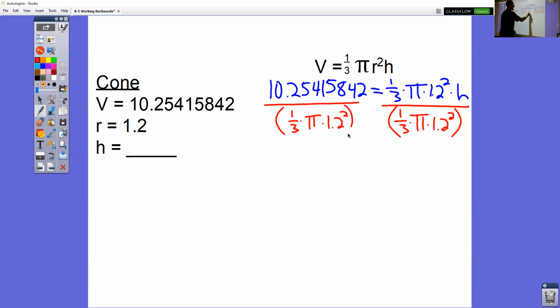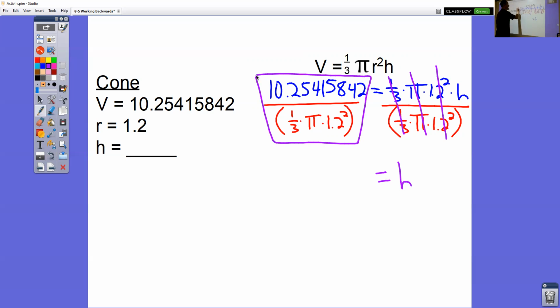So that means that these 1/3 cancel out. These pi's cancel out. The 1.2 squareds cancel out. All that we're left with on that right-hand side is the letter h, our height. You're going to type this directly into the calculator exactly how it says.